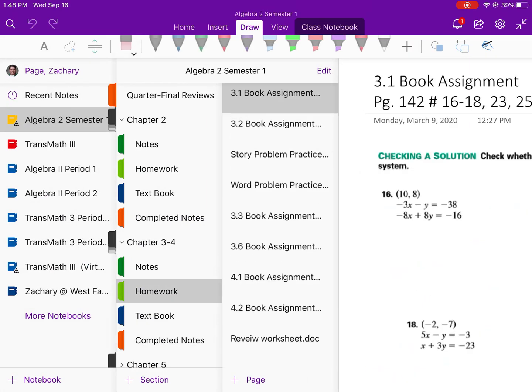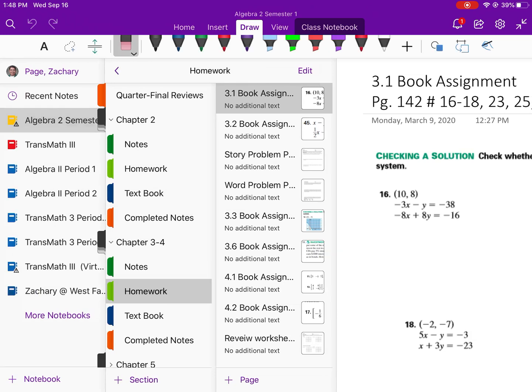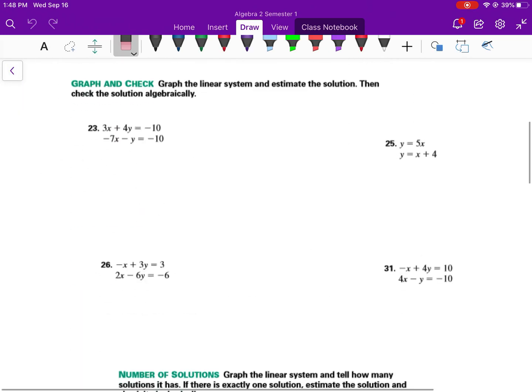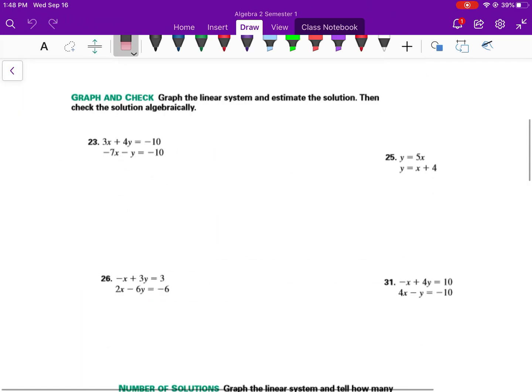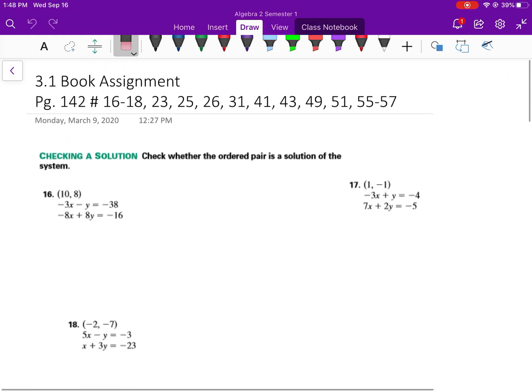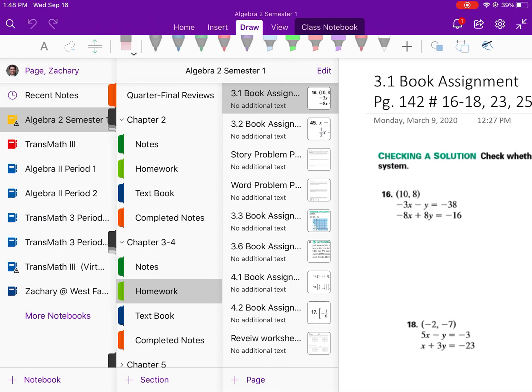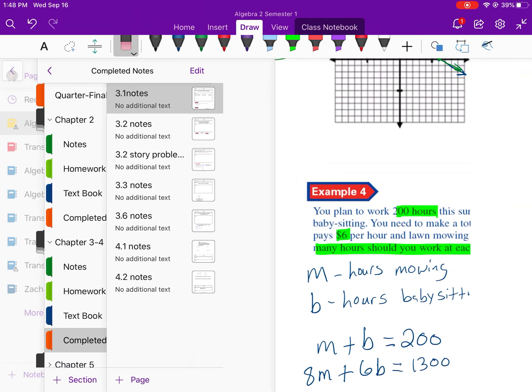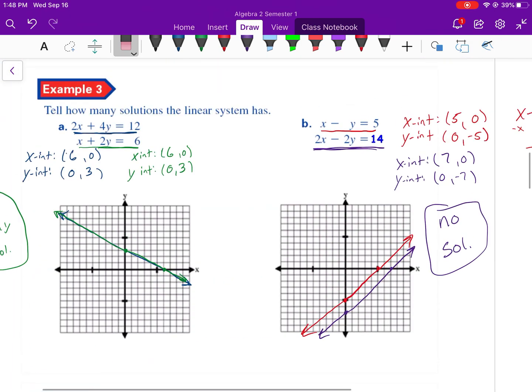Okay, so when you're doing your homework now, you're going to do the 3.1 book assignment. Okay, and you've got a bunch of systems of equations that you're going to solve by graphing, and then checking for solutions as well. So again, 3 different possibilities when solving by graphing, where you get many solutions, 1 solution, or no solutions, all depending on the type of lines that are part of the system.